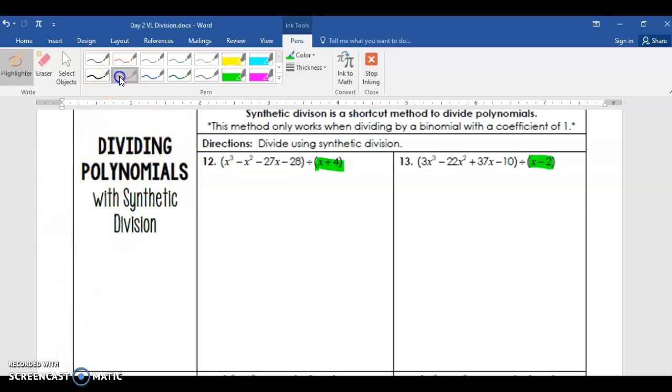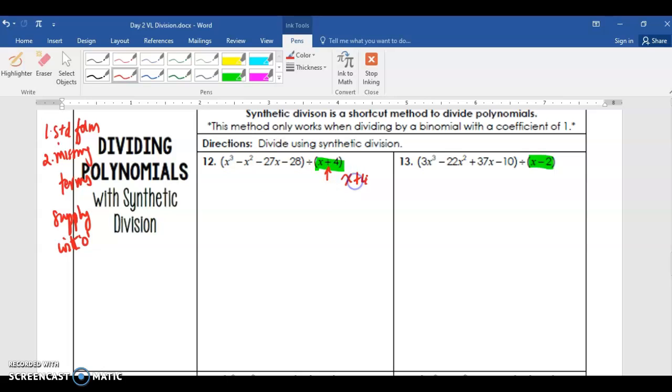We'll just start with a few things. You have to check if each one is in standard form. The second thing you have to check is for missing terms. And if there are missing terms, you have to supply them with zeros.